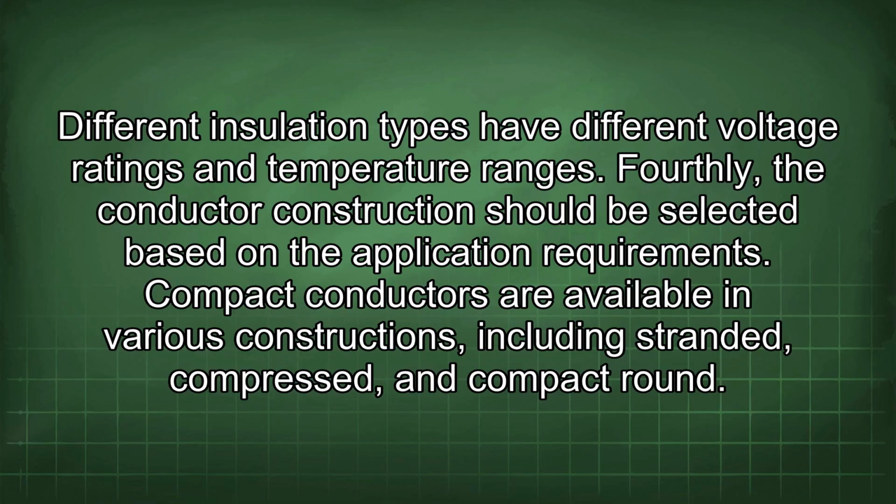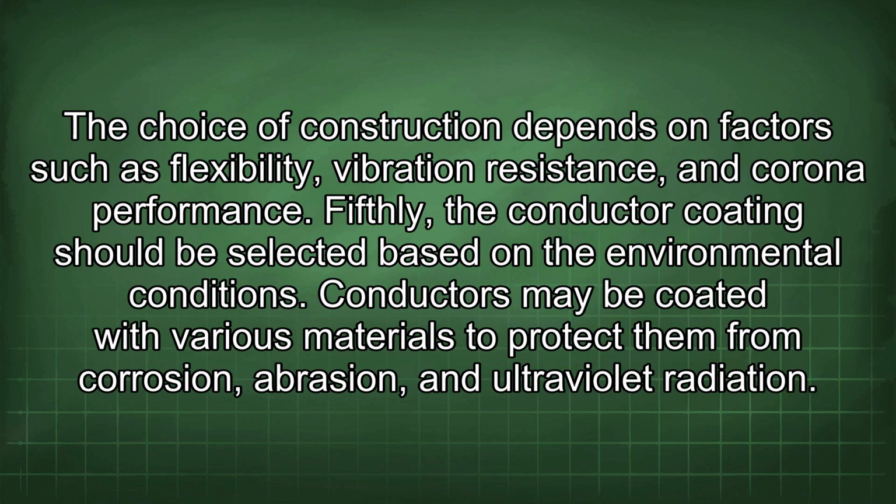Fourthly, the conductor construction should be selected based on the application requirements. Compact conductors are available in various constructions, including stranded, compressed, and compact round. The choice of construction depends on factors such as flexibility, vibration resistance, and corona performance. Fifthly, the conductor coating should be selected based on the environmental conditions. Conductors may be coated with various materials to protect them from corrosion, abrasion, and ultraviolet radiation.